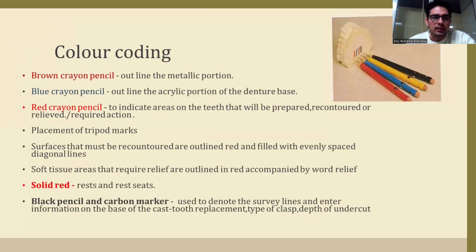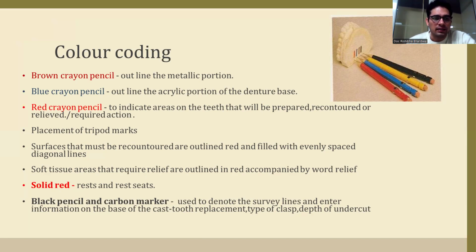Next is the color coding. Brown pencil is used to outline the metallic portion. When we are designing an RPD, where the brown markings are, that area is to be filled with the metal portion. The blue crayon pencils outline the acrylic portion of the denture base. Red ones indicate the areas on the teeth that will be prepared, recontoured, or relieved.